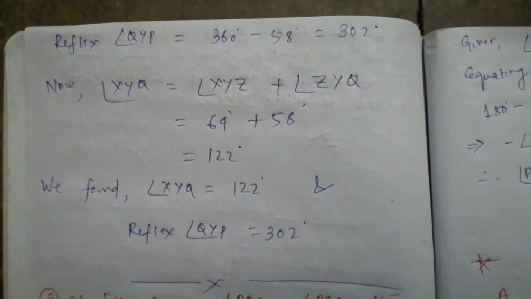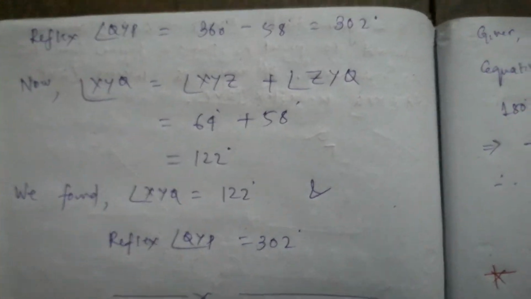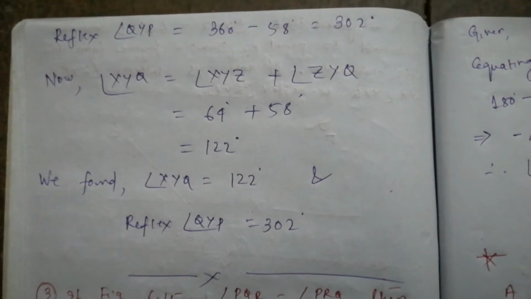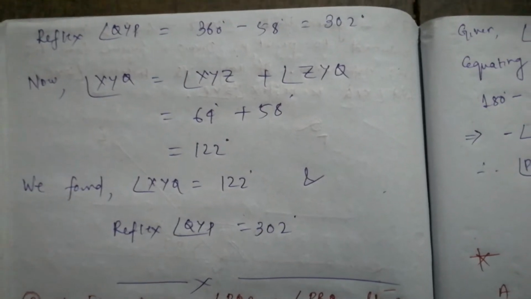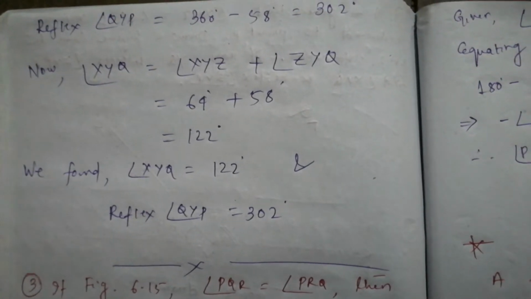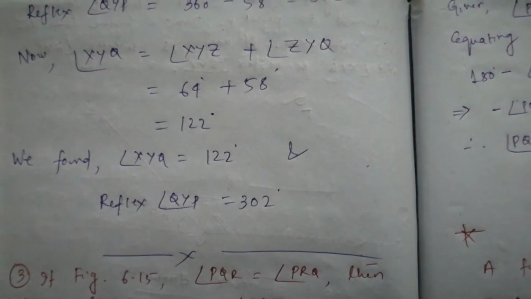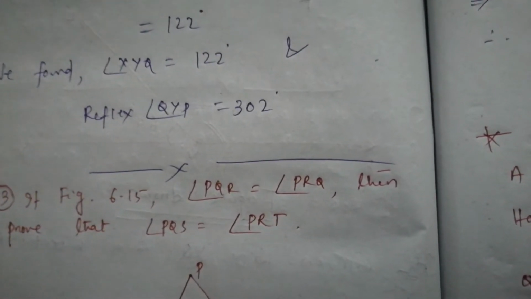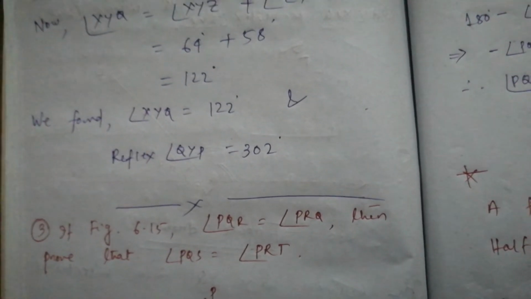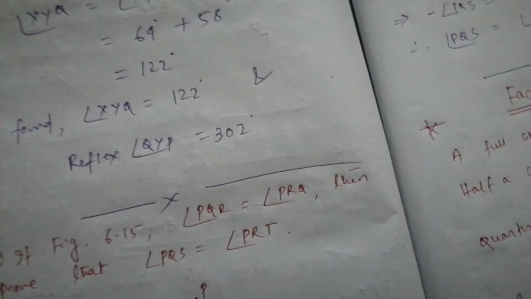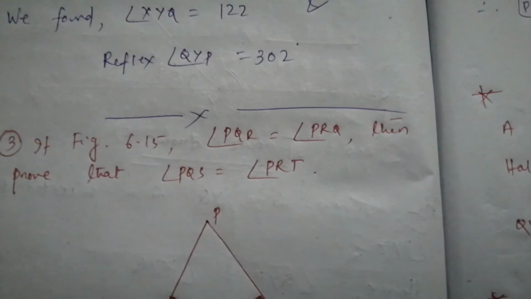Next we will see reflex angle QYP equal to 360 degree minus 58 degree. We know that reflex angle of an angle is 360 degree minus that angle. So the answer will be 302 degree. Now angle XYQ equal to angle XYZ plus angle ZYQ, and this is equal to 64 degree plus 58 degree equal to 122 degree. So we found angle XYQ equal to 122 degree and reflex angle QYP equal to 302 degree. Fine. So this way question number 6 is also solved.